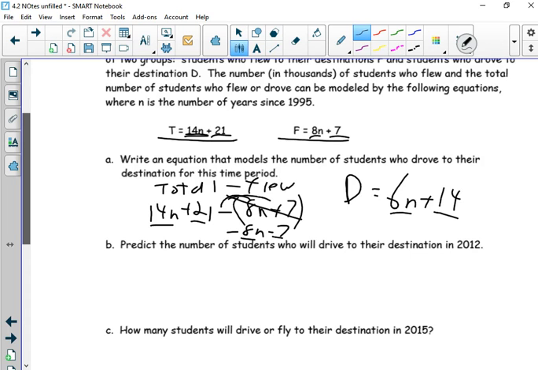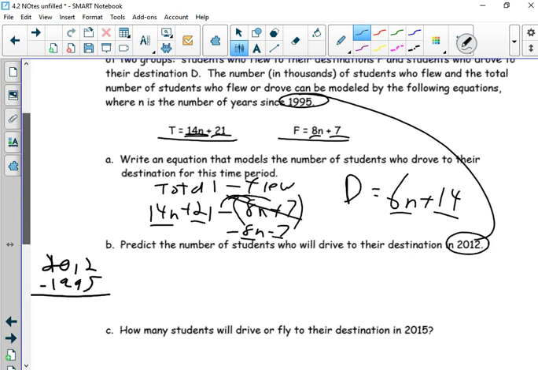Okay, predict the number of students who will drive in 2012. Well, what you need is comparing 2012 to 1995, because it talked about the years since 1995. So how many years is it from 1995 to 2012? That's 17 years. Okay, so we're going to plug 17 in. D equals 6 times 17 plus 14. And that ends up being 116.